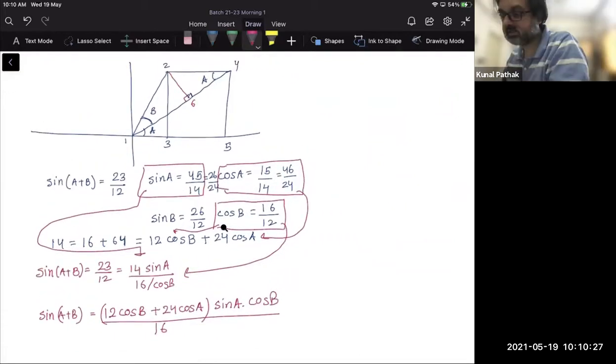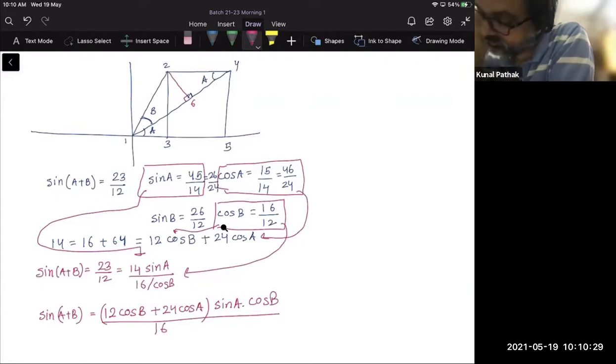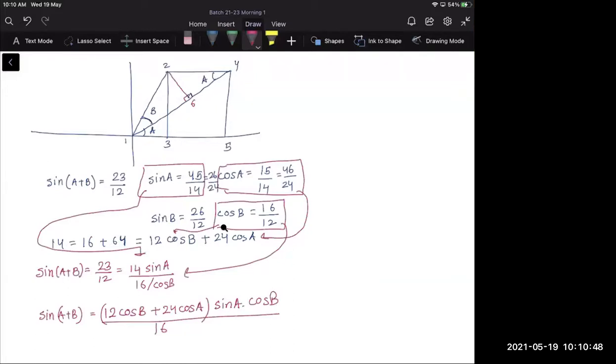One, six. What is one, six? Plus one, six is equal to twelve cos B.